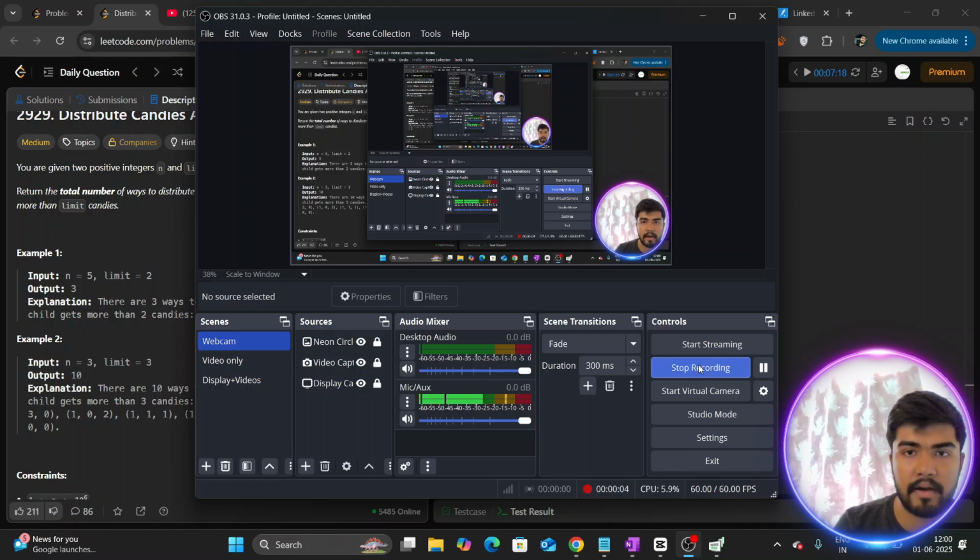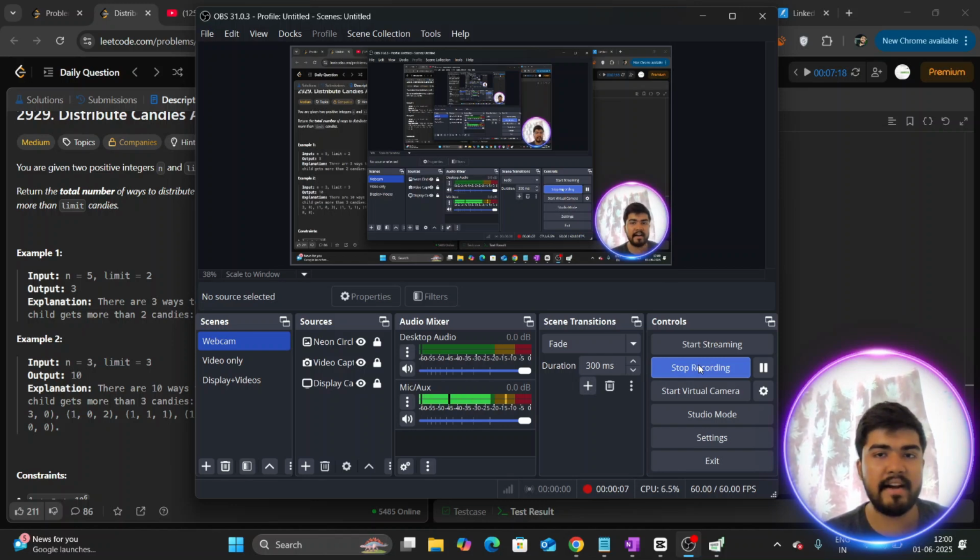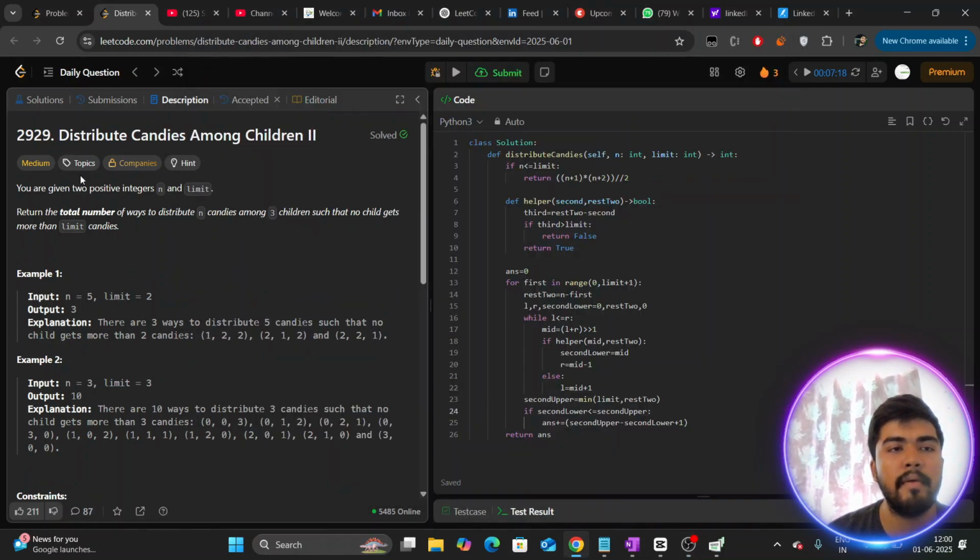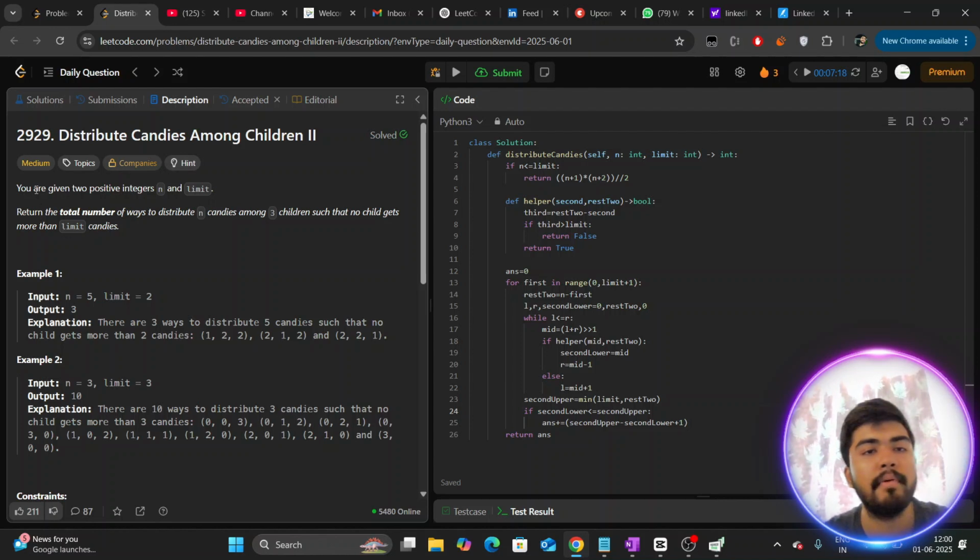So today we will solve another question from Leetcode itself. So let's get started. Today we have this problem: Distribute Candies Among Children II. So what have they given us in the problem? They have given two positive integers, n and limit.